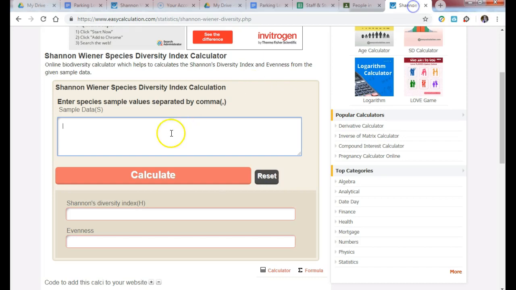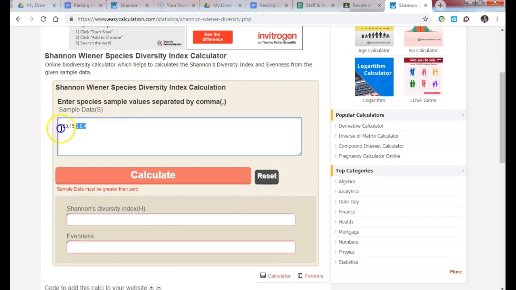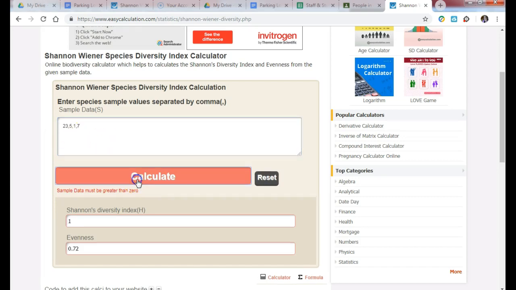When you enter them, like 23, you put a comma in between, no spaces, and you're going to hit calculate. Actually, you can't put the zeros in, apparently. So you're going to ignore the zeros, because apparently you can't do the zeros. Okay, the diversity index will tell you a number, and the evenness will give you another number, okay? So the higher they are, the more diverse and more even.